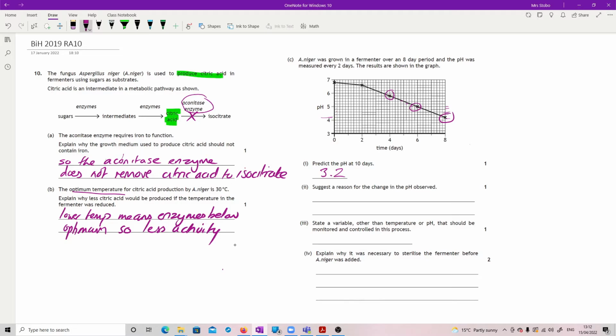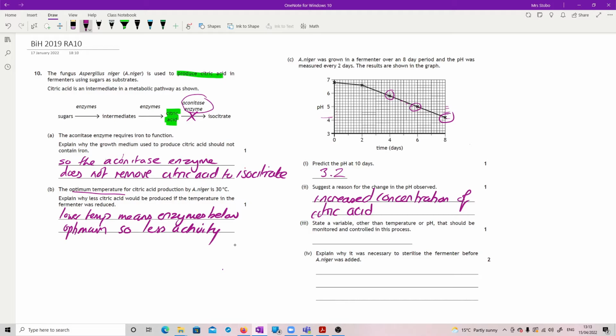Suggest a reason for the change in the pH observed. Well, you're trying to make citric acid. It's a very odd question. So you've got increased concentration of citric acid, which is an acid, which would lower the pH, and that's you.